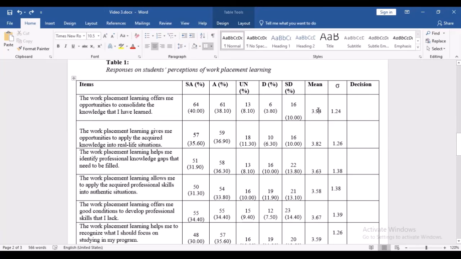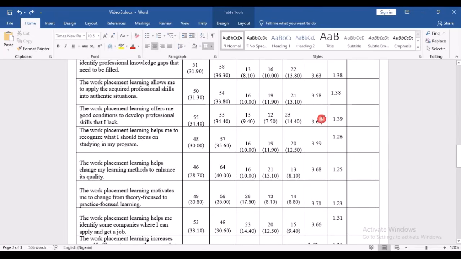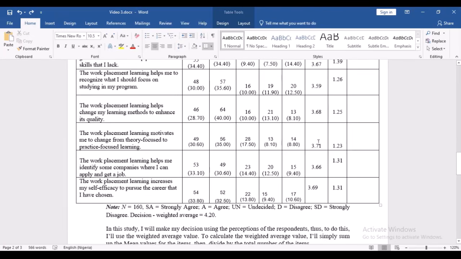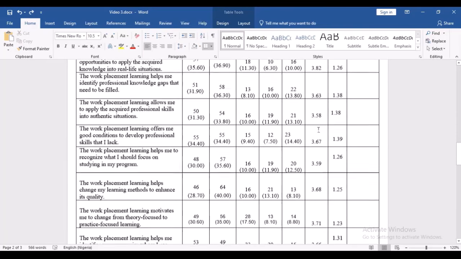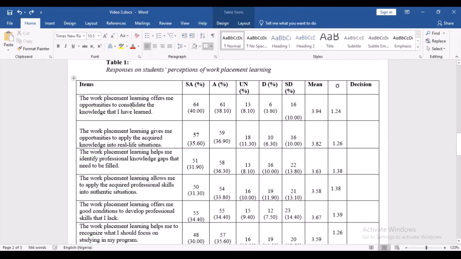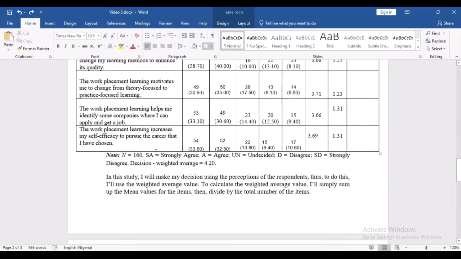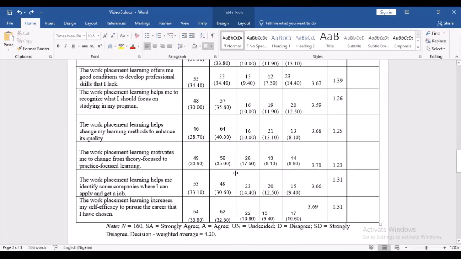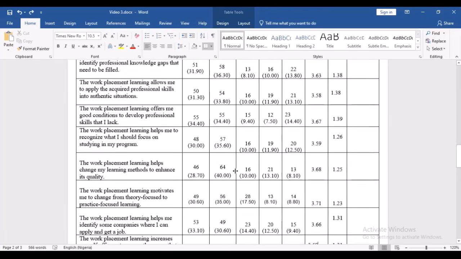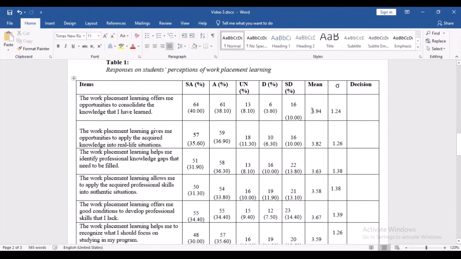I will say 3.94 plus this, plus this, plus this, plus this, plus this, plus this, plus this, plus this mean, plus this. Then I will divide it by the total number of items. We have 10 items, so I will divide by the total number of items. Let me pause and then calculate the value of the weighted average, and then we'll be able to make a decision. I'm going to find out the weighted average and use its value to take my decision.